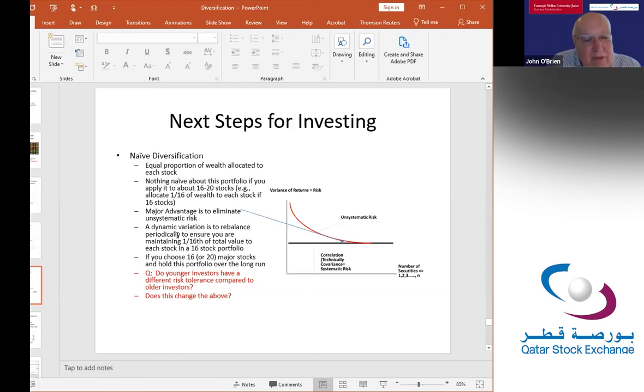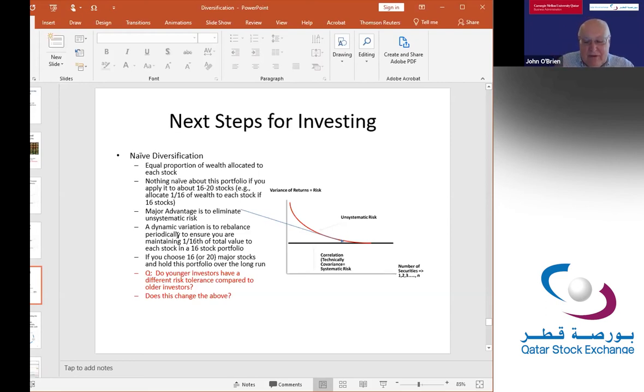But a question I know will probably come up is that younger investors have a different risk tolerance. Well, the question is, do younger investors have a different risk tolerance compared to older investors? I'd say yes, because younger investors are typically working with less money than the older investors. The older investors have more wealth to protect. So does this change the above?